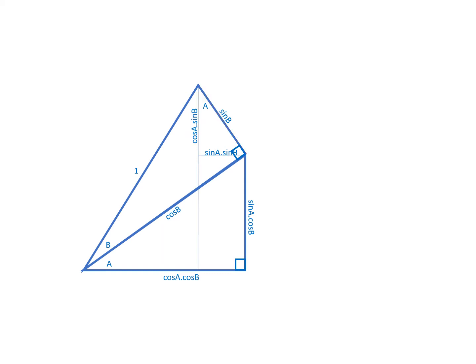Okay, so let's have a look at this big triangle now here, which has got the compound angle here, A plus B. So the sine of A plus B is the length of the opposite side, which is sine A cos B plus cos A sine B. And that's divided by the hypotenuse, which is 1. So sine of A plus B is sine A cos B plus cos A sine B.